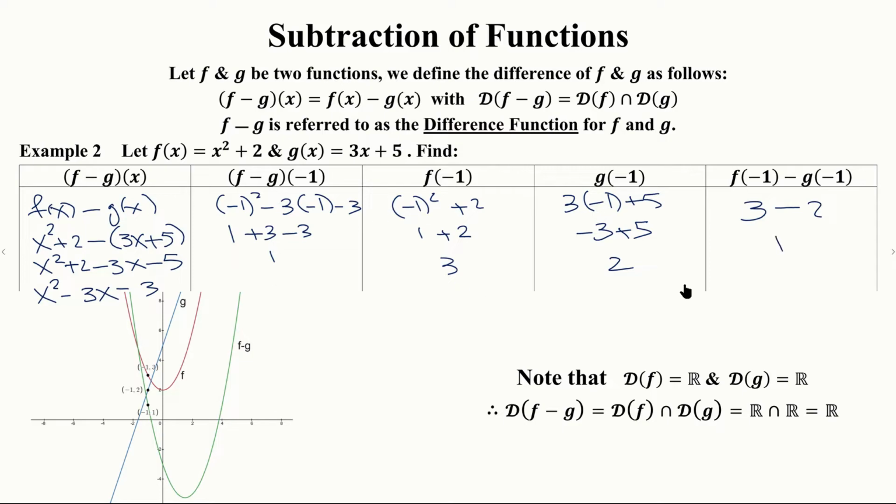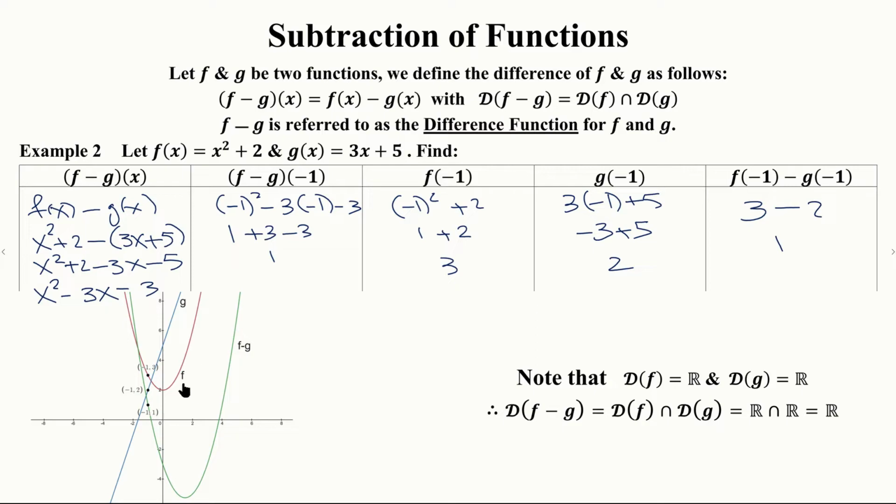Notice again, of course, we get the same result no matter which approach we take. Domains, of course, once again, are the set of real numbers all around for the two functions, f and g, as well as for the difference function, which is just their intersection. Graphically speaking, here's what we're looking at. We have f, which is the red function, minus g, which is the blue function, the linear function, and the difference is depicted here in green. That's a graph of f minus g.